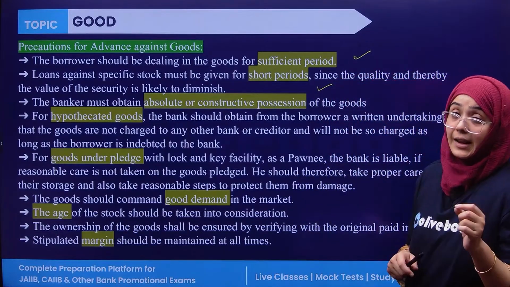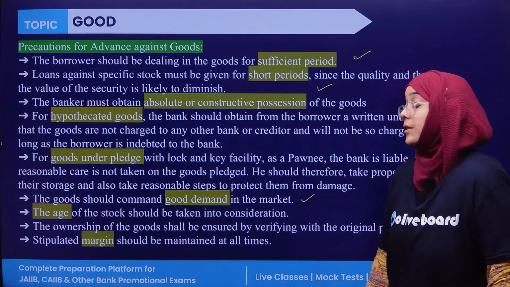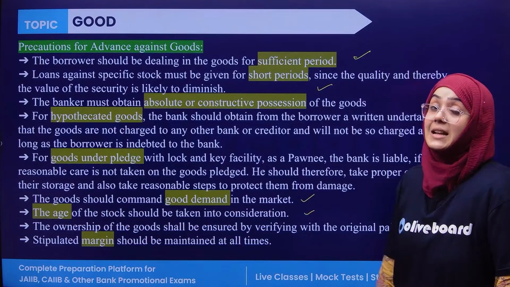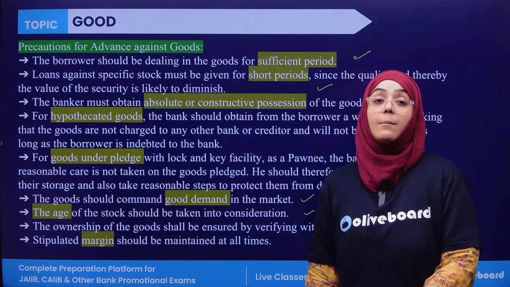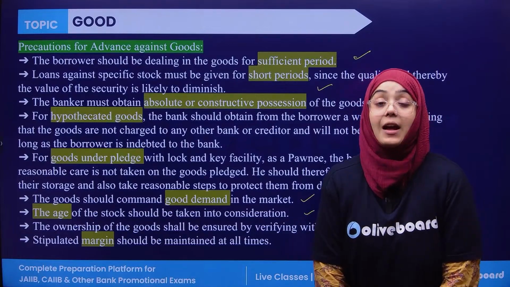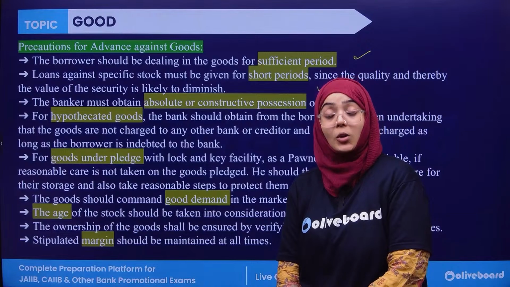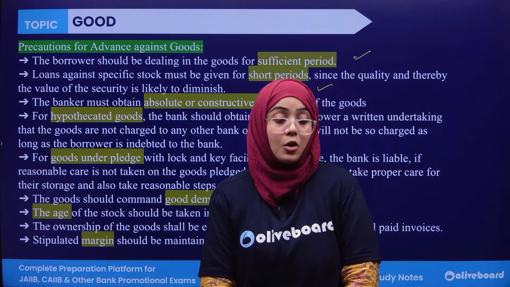Okay, second, you have to see that the goods should be in demand in the market. The age of the stock should be taken into consideration. There should be a maintainable margin that you have to maintain at all times. You have to maintain a margin for those goods against the market at all times. So these are the precautions a banker should take while giving any loan against goods.